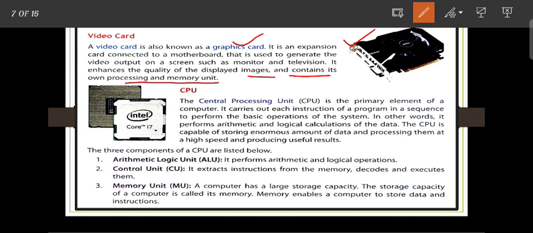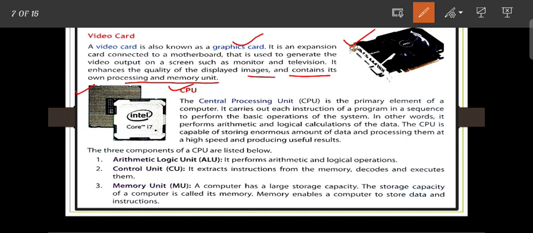Okay, next is CPU, and this is the silicon chip, which is called the processor. Okay, the CPU, central processing unit, is the primary element of the computer. It carries out each instruction of a program in sequence to perform the basic operations of a system. In other words, it performs arithmetic and logical calculations on the data. The CPU is capable of storing enormous amounts of data and processing them at high speed and producing useful results.